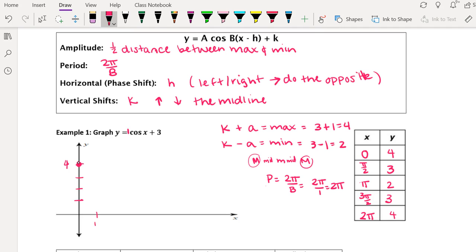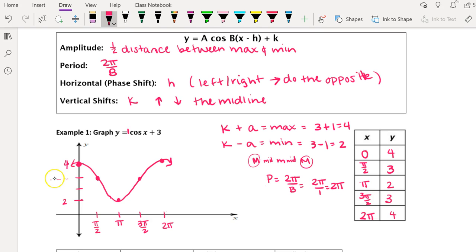Cosine normally starts at a maximum, so the maximum is at 4. Then after pi over 2 units, it's going to be at a value of 3. Then at pi units, it's going to be at a minimum of 2. So here's my min at 2. Then after 3 pi over 2 units, it's going to be back up at my midline of 3. And at 2 pi units, it's going to be back up at a maximum of 4. So here is my cosine function. It looks just like my original cosine, only it's shifted up.